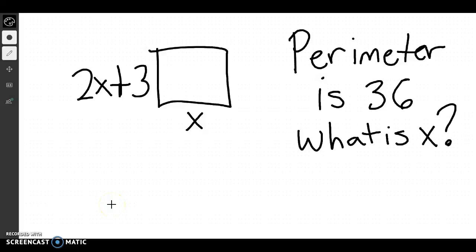Okay, so today we're going to learn about application problems. And the first application problem we're going to learn about is applications that deal with perimeters.